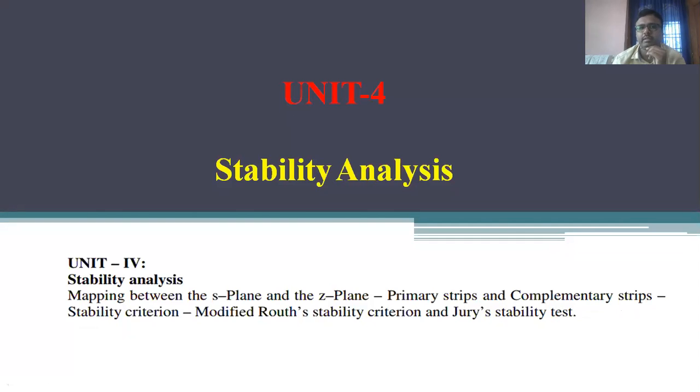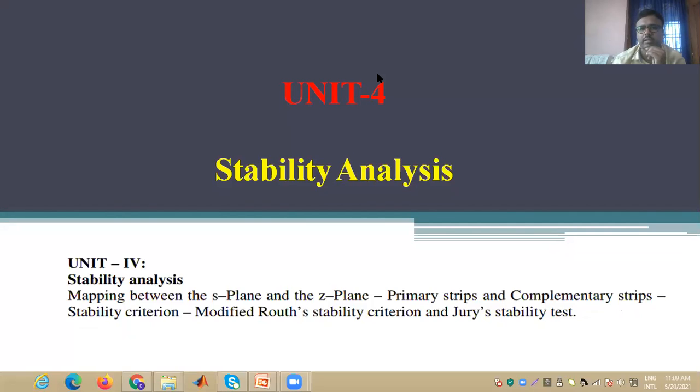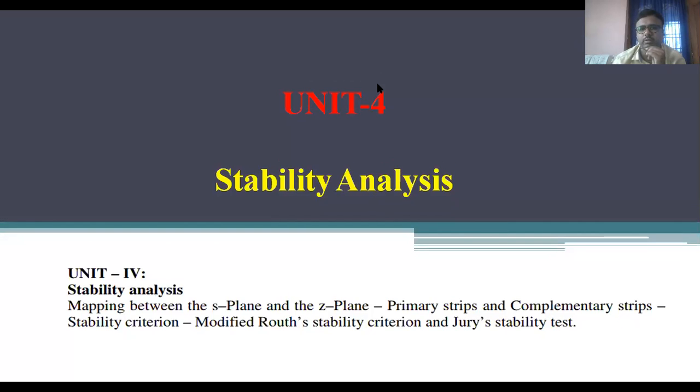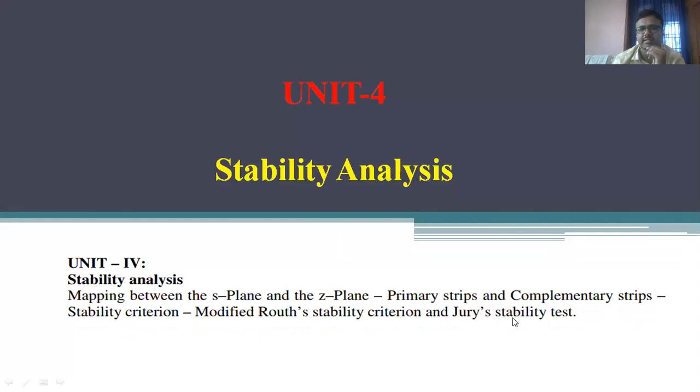In stability criteria, we are having only 2 different methods for analysis of the stability. Those are the modified Routh stability criterion and the Jury stability test. 2 different tests are there to find out the stability of that particular system. Only 4 topics are there in unit 4, and the title of unit 4 is stability analysis.